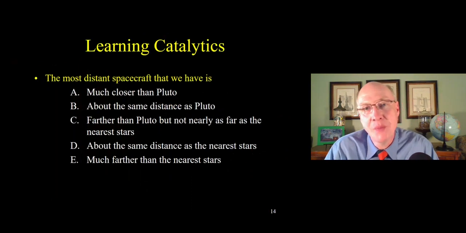So take a moment to answer this question in Learning Catalytics. The most distant spacecraft that we have, if you're curious, we'll see it here in a second, is called Voyager 1. But the most distant spacecraft that we have is: A, much closer to us than Pluto; about the same distance as Pluto; farther than Pluto, but not nearly as far as the nearest stars; about the same distance as the nearest stars; or much farther than the nearest stars.